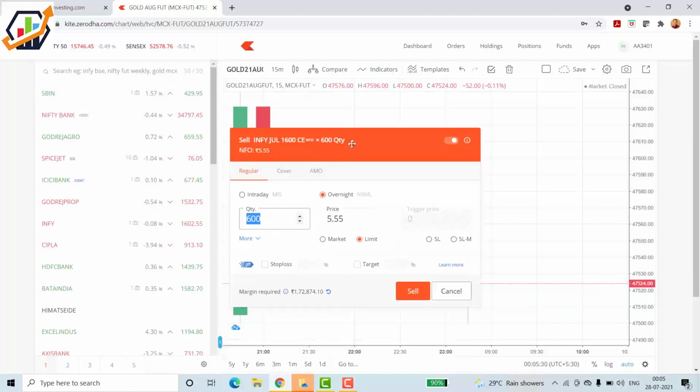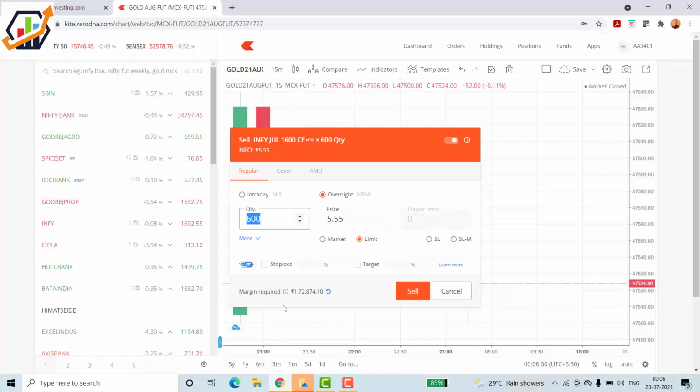You could actually sell the call, and if you're selling the call, obviously you can see the margin required is quite high. It's almost 1,73,000 approximately. So this is the margin required when you are selling any options. So for selling options you require margin, but for buying options you need only the amount of the premium multiplied by the lot size. So if you want to sell, then you require this much margin in your account. Only then this trade will get executed.